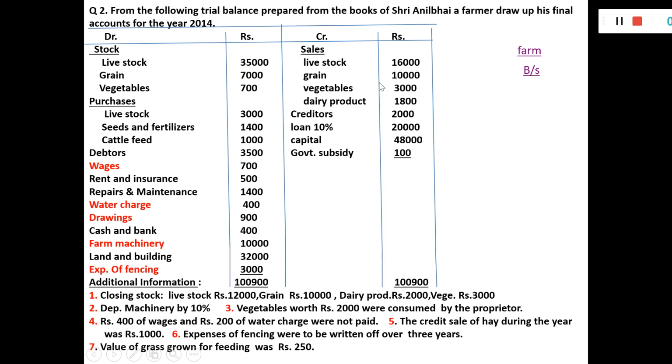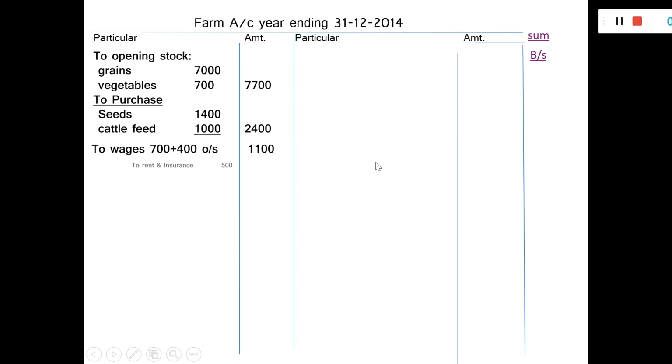Rent and insurance 500. Repairs and maintenance 1,400. Both are expenses. They are written as the expenses on the debit side of the farm accounts. Rent and insurance, repair and maintenance. Go to the sum again.